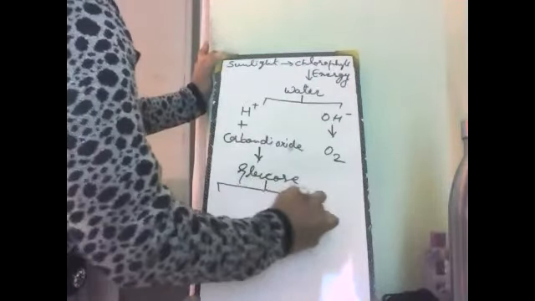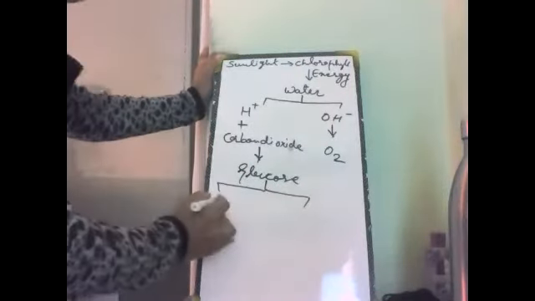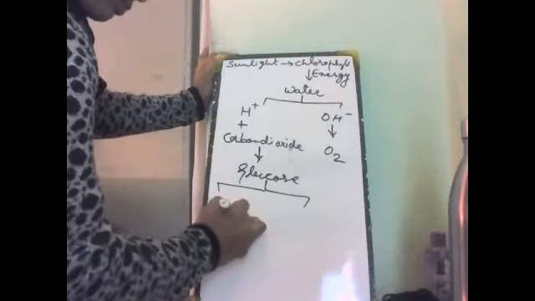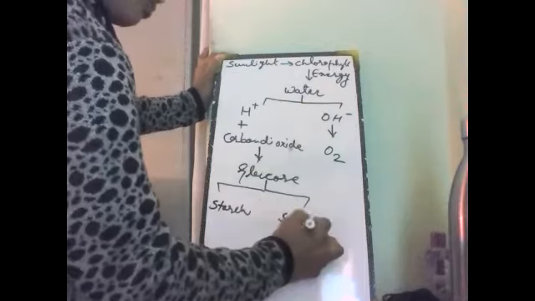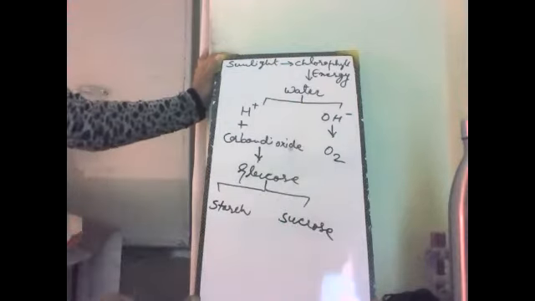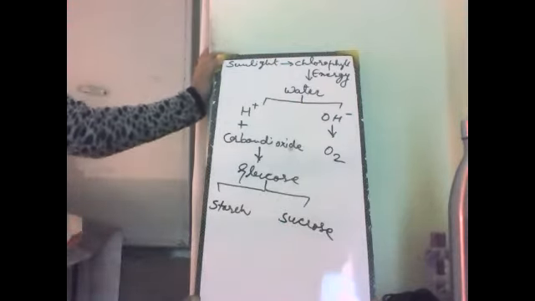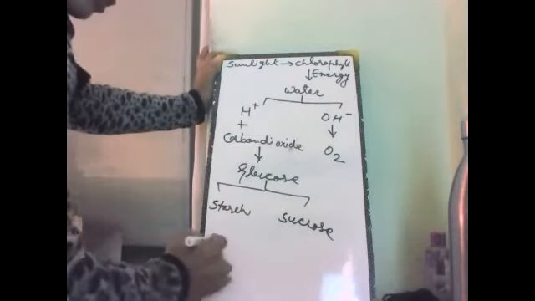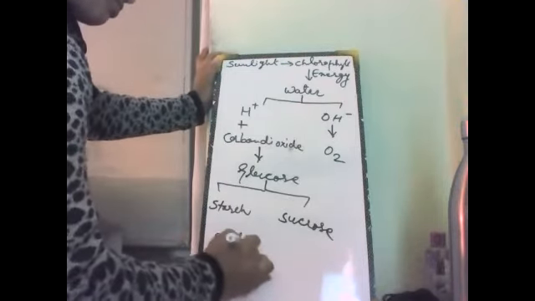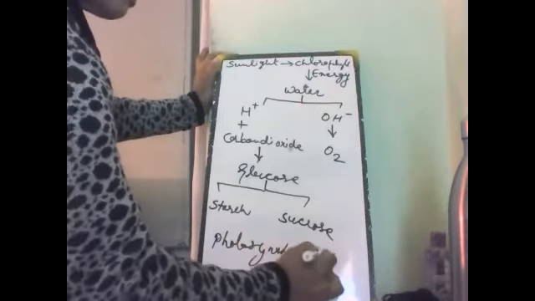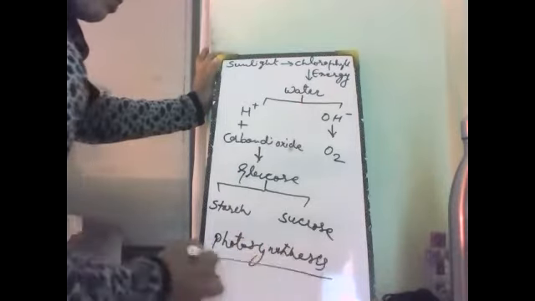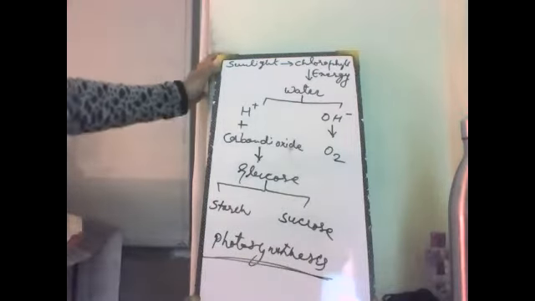There are two forms of glucose. One is starch, another is sucrose. This is the process of photosynthesis.